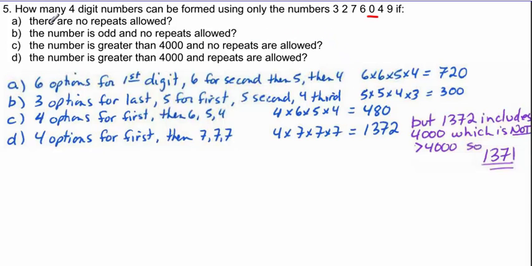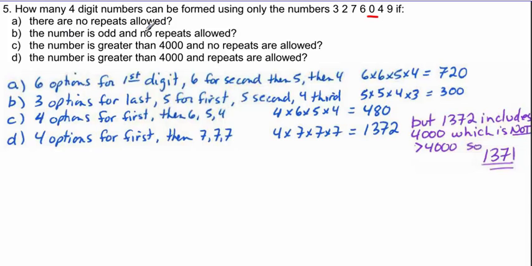So if we look at the first one, no repeats are allowed. That means that for my first digit, I have the 3, the 2, and so on. Anything but the 0 is okay for that first digit. So I have 6 options for that first digit. Once one of those numbers is taken up, it's not allowed to be reused, but the 0 is allowed to be used for that second number. So the second digit has 6 possibilities, then down to 5, then down to 4. 720 is our answer.